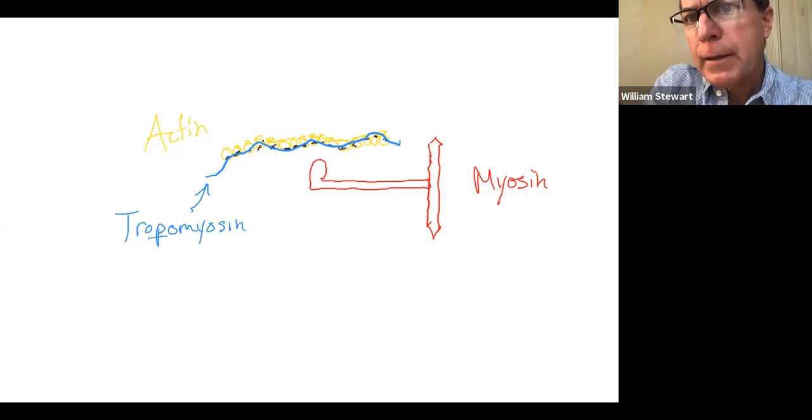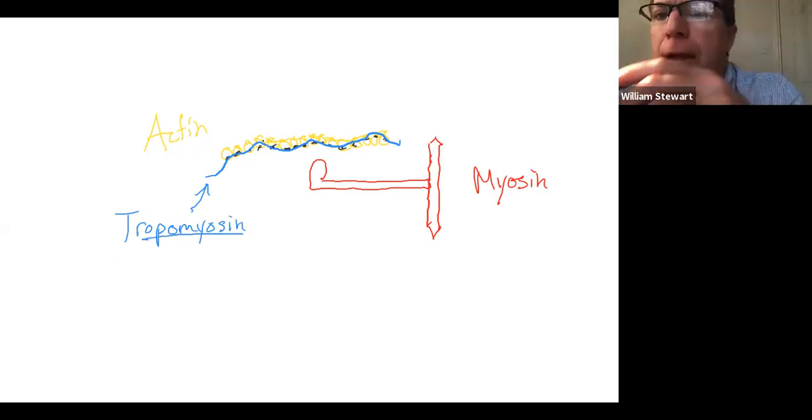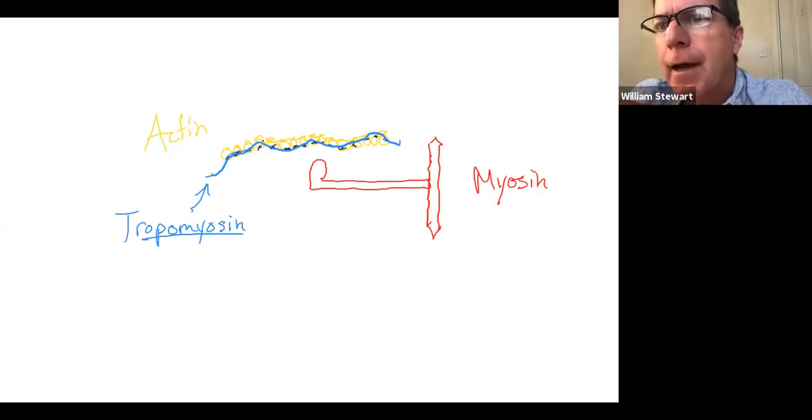So tropomyosin is a peptide chain. Its job is to cover the active sites on the actin molecule when a muscle is at rest, so that this thing, the myosin head, cannot bind to actin. We don't want it to bind when the muscle's relaxed.